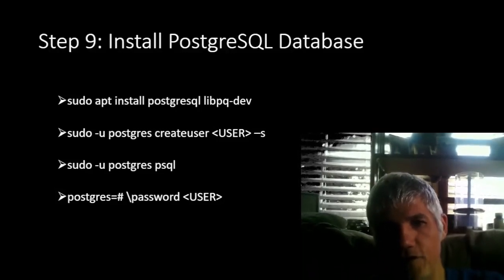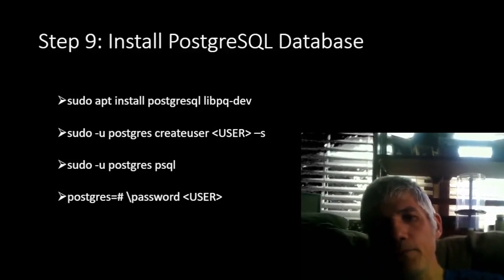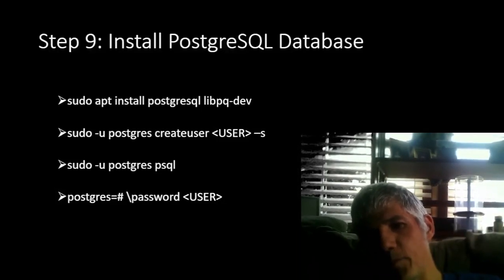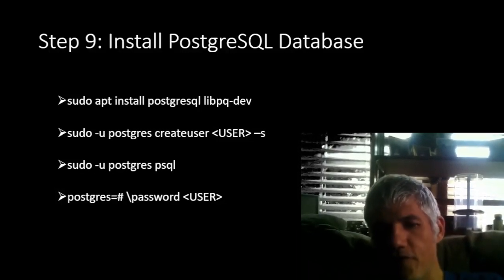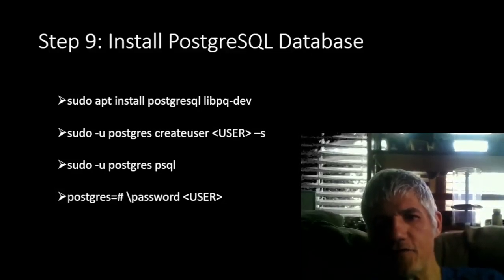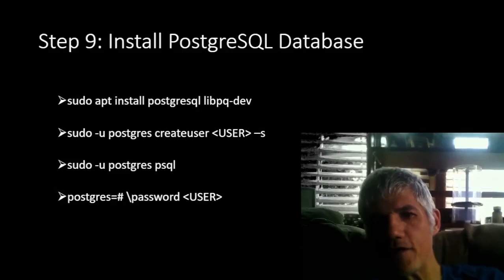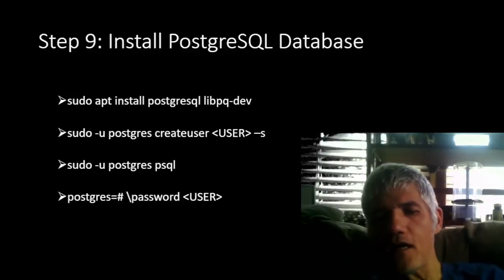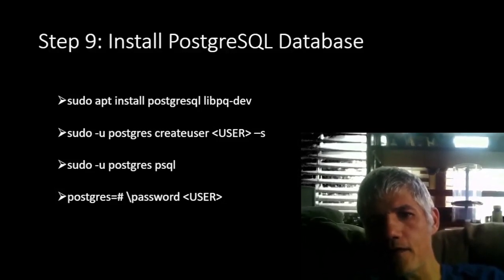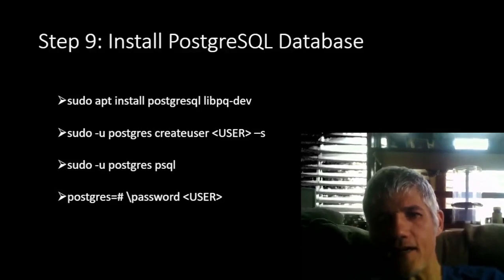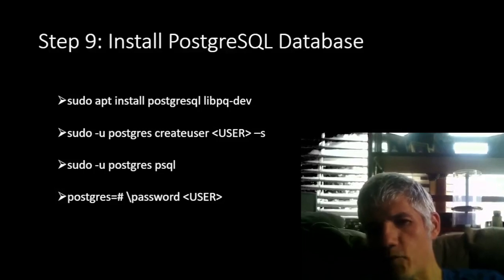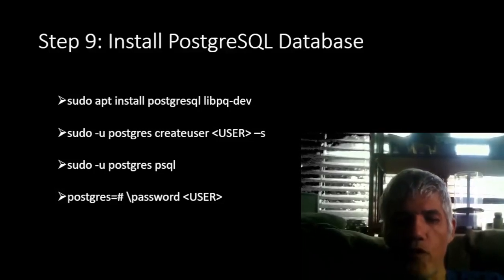Then you're going to run the following command to create a database user to authenticate with. That will be done with sudo -u postgres createuser followed by the username, and you will pass the parameter -s. Then you're going to log into the PostgreSQL client with sudo -u postgres psql. And once you are presented with the database command prompt, you're going to type postgres=# followed by a space, \password and the username for which you want to specify a password.